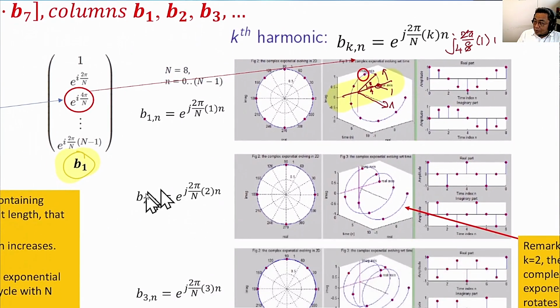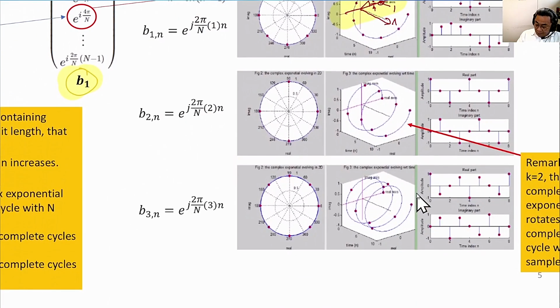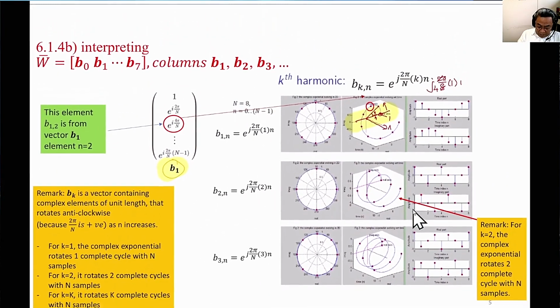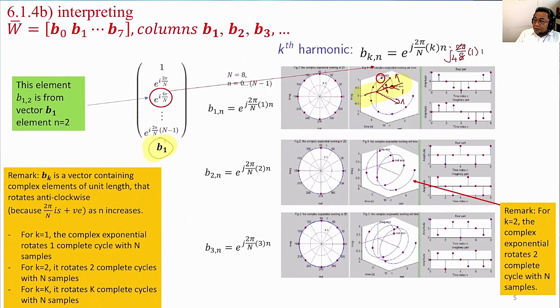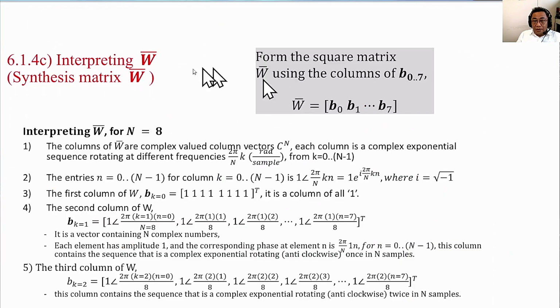What about B2? It's the same, a rotating phasor of unit length, rotating faster, and B3 is a phasor rotating even faster. So this is how we interpret the columns of W bar, and we can call the columns B0, B1 until B7, and the index K here. Now remember, it is denoting the harmonics, how fast it is rotating. I'll leave the detailed explanation here. You can read all about it. So in the last few slides, we have been interpreting W bar.